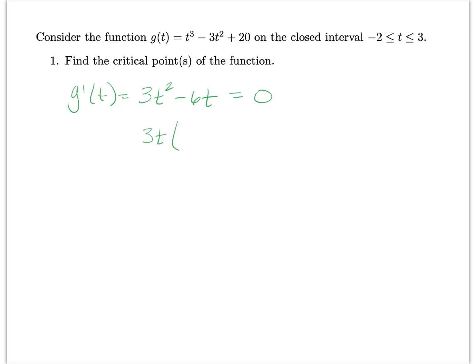Factor out a 3t, and I'm left with t minus 2. So I have two critical points, 0 and 2. Those two critical points are both in the interval I'm interested in. So I'm going to consider both of them.